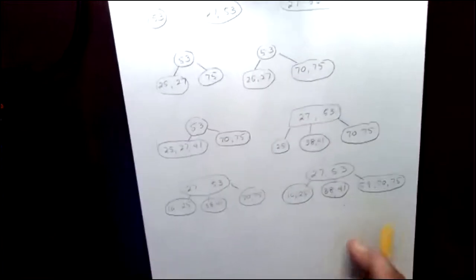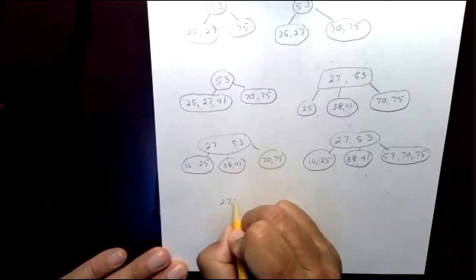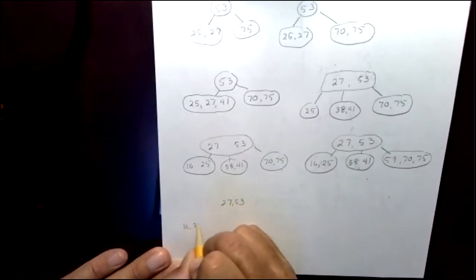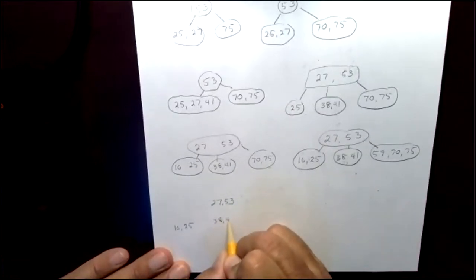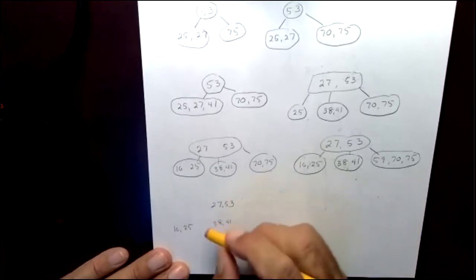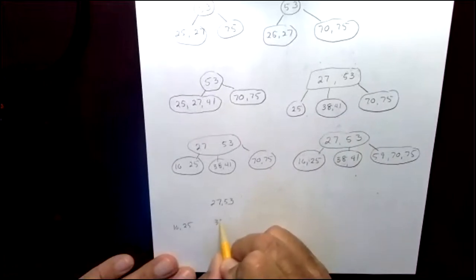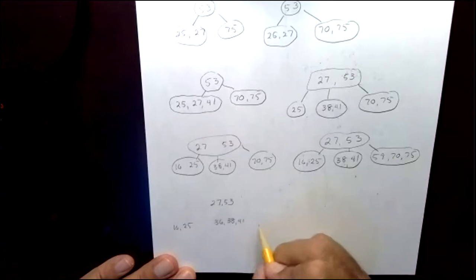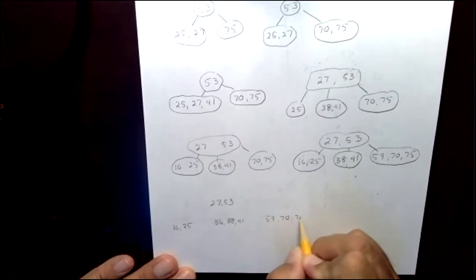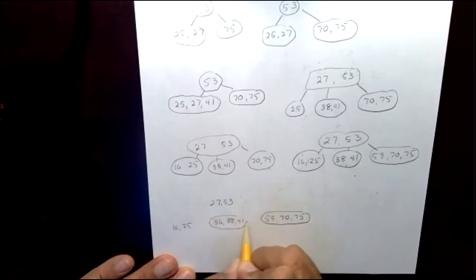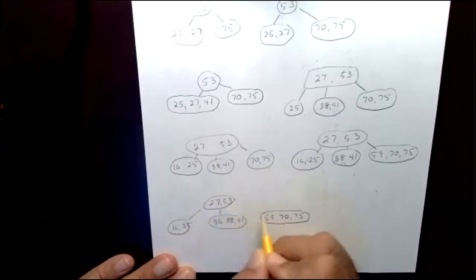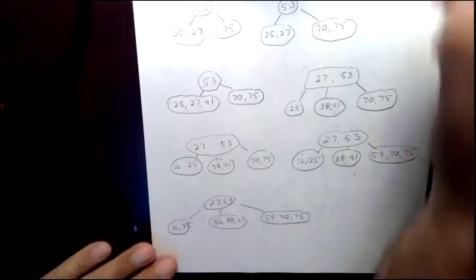Next number is 36. Which node is it going into? 1, 2, 3, or 4? 3. It's going to go in 3. Okay. So now I have 27, 53. I have 16 and 25. I have 38 and 41. And excuse me, I forgot the 36 in here. 36, 38, and 41. And out on the end, I now have 59, 70, 75. That guy's full. That guy's full. That guy's not. And that guy's not. That parent's not. Okay, so I just added 36.